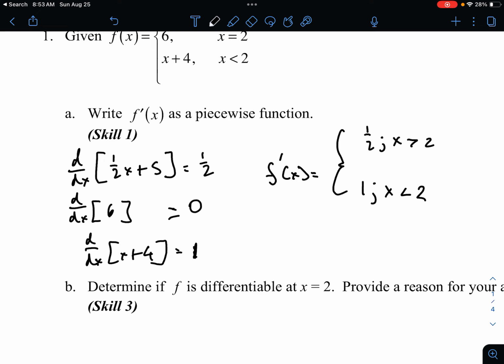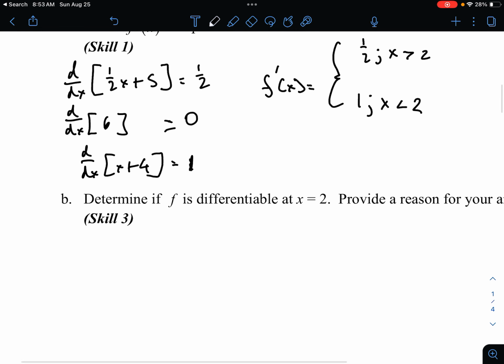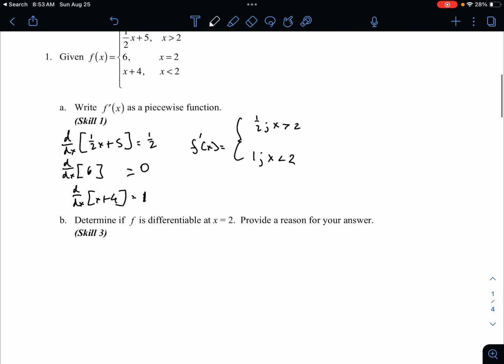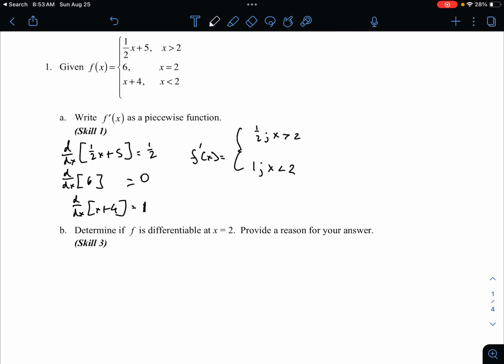So now for f prime, what about when x is equal to 2? Should it be 0? I'm going to hold off on that, and I'm going to actually go to part B, determine if f is differentiable at x equals 2. Now, if you want to determine if a function is differentiable at a point, if you're given a piecewise function like this, make sure it's continuous. If it's not continuous, it can't be differentiable. So check if it's continuous.